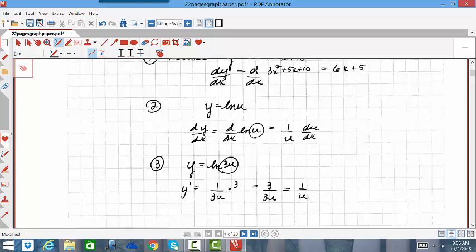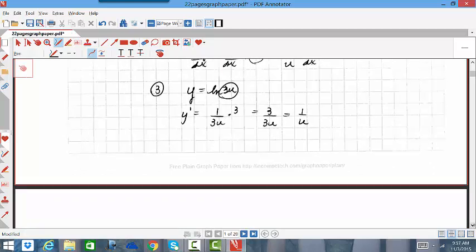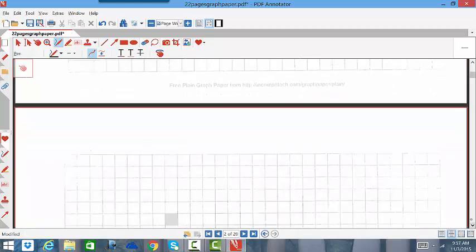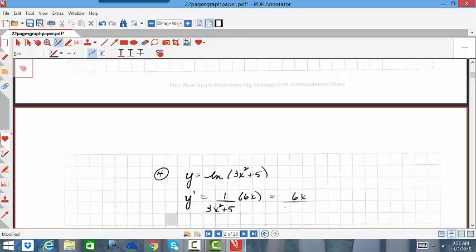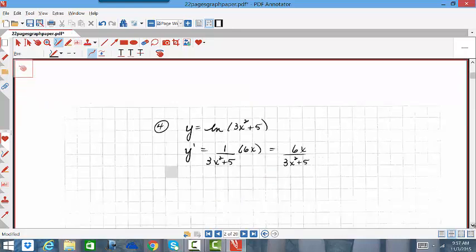Alright, let's try another example. Again, just learning the pattern. Number 4, example 4. Suppose we have y equaling the natural log of 3x squared plus 5. Okay, the derivative is 1 over this argument, 3x squared plus 5, times the derivative of 3x squared plus 5, which is just 6x. So this becomes 6x over 3x squared plus 5. So you can see this is not difficult.